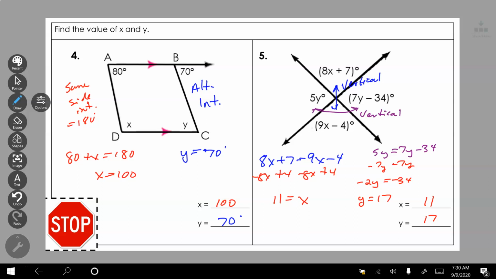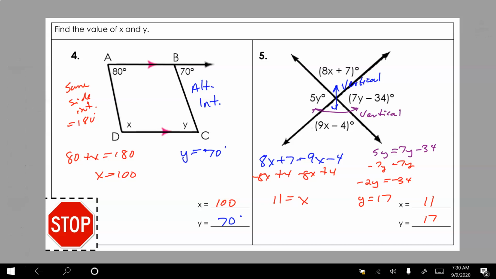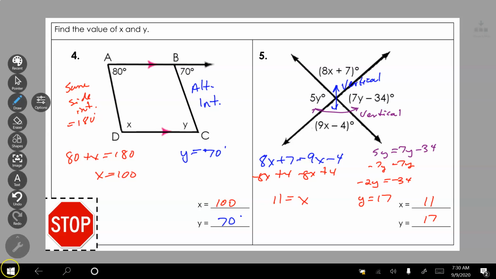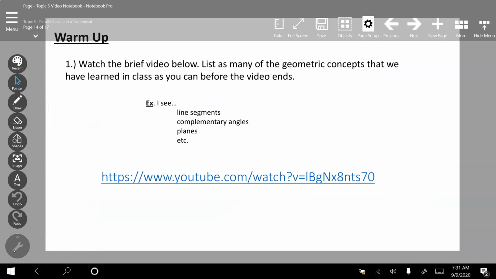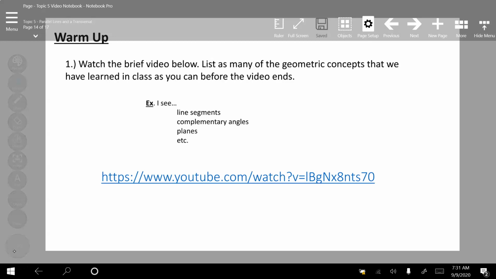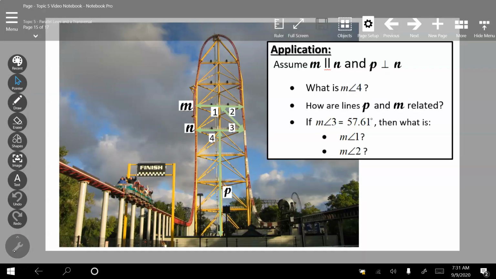Now, the next few pages are examples. I'm just going to put up the answers for all of them. There's a video to watch with the Top Thrill Dragster, and hope you enjoyed the video. Ask questions in class if you don't understand something. Thank you. So you need to click on this hyperlink to watch the video of the Top Thrill Dragster, and then we're going to complete this page.